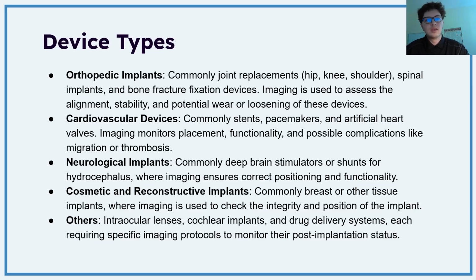Within neural implants, it's going to be things like deep brain stimulators or shunts. We're going to be imaging to ensure correct positioning and functionality. For cosmetic and reconstructive implants, such as breast or tissue implants, we're going to be checking the integrity of these implants and then once again position. Other cases that are briefly mentioned but not really specified in the guidance documents are intraocular lenses, cochlear implants, and drug delivery systems, which each require their own imaging protocols.